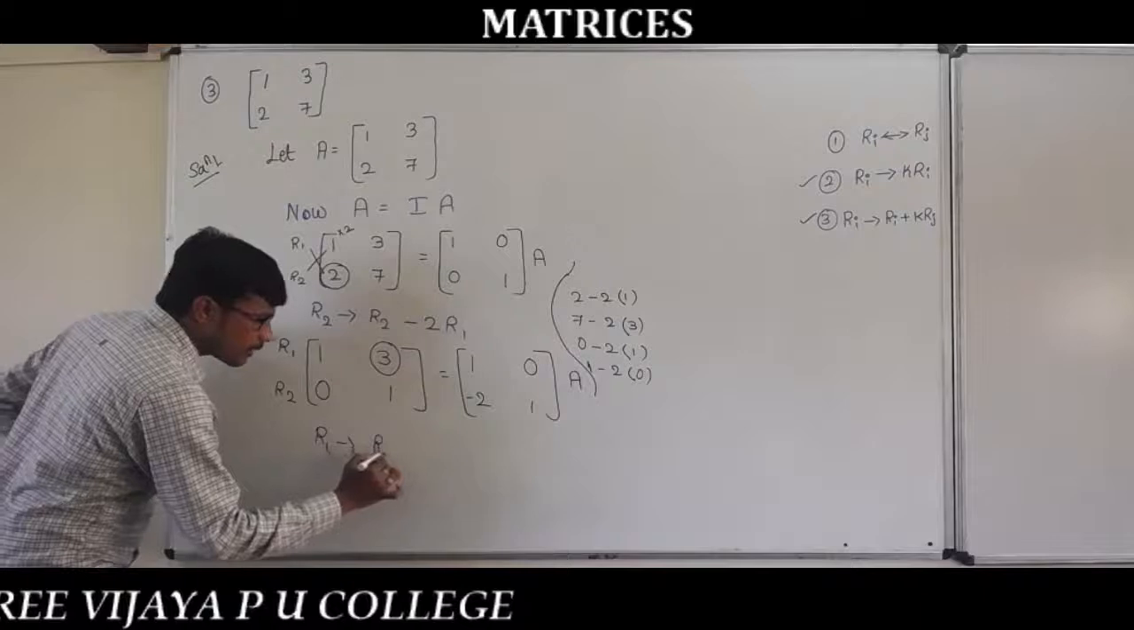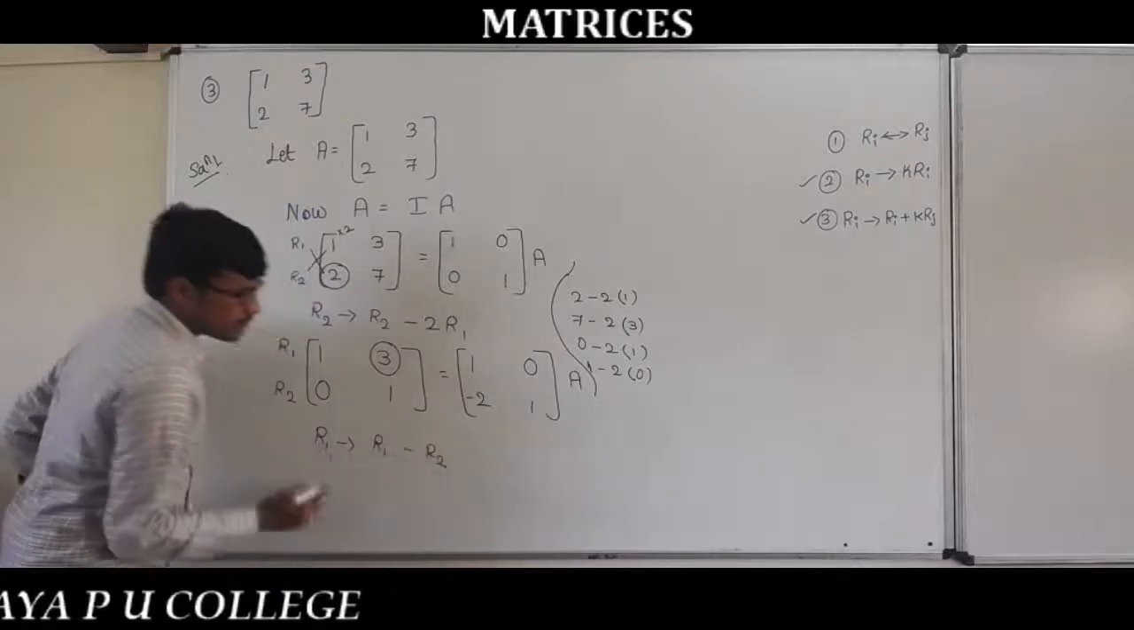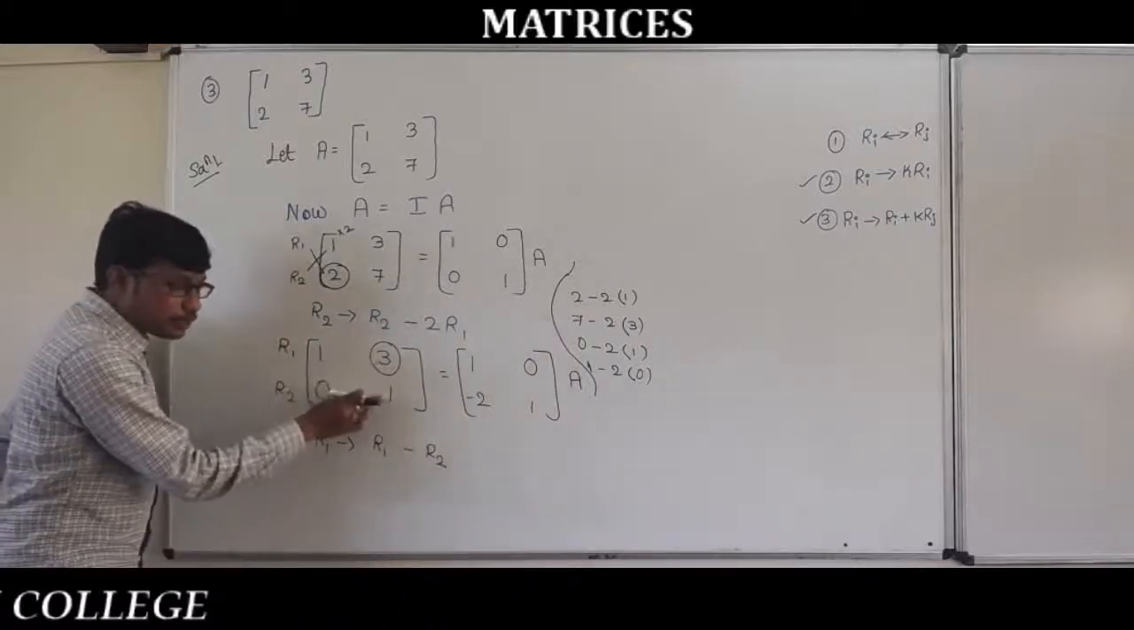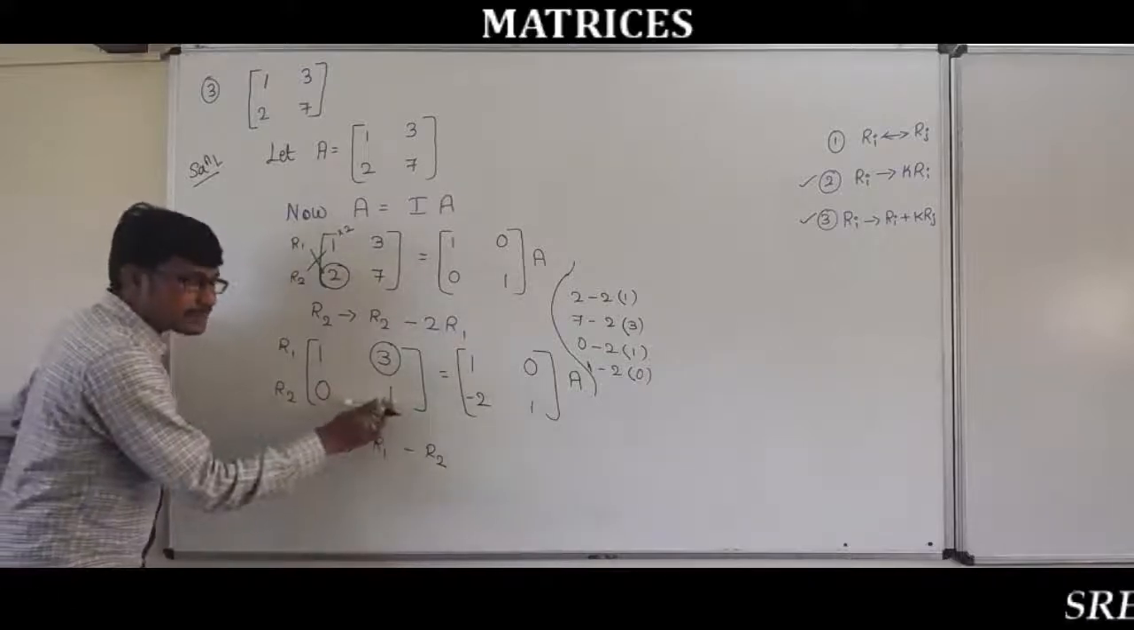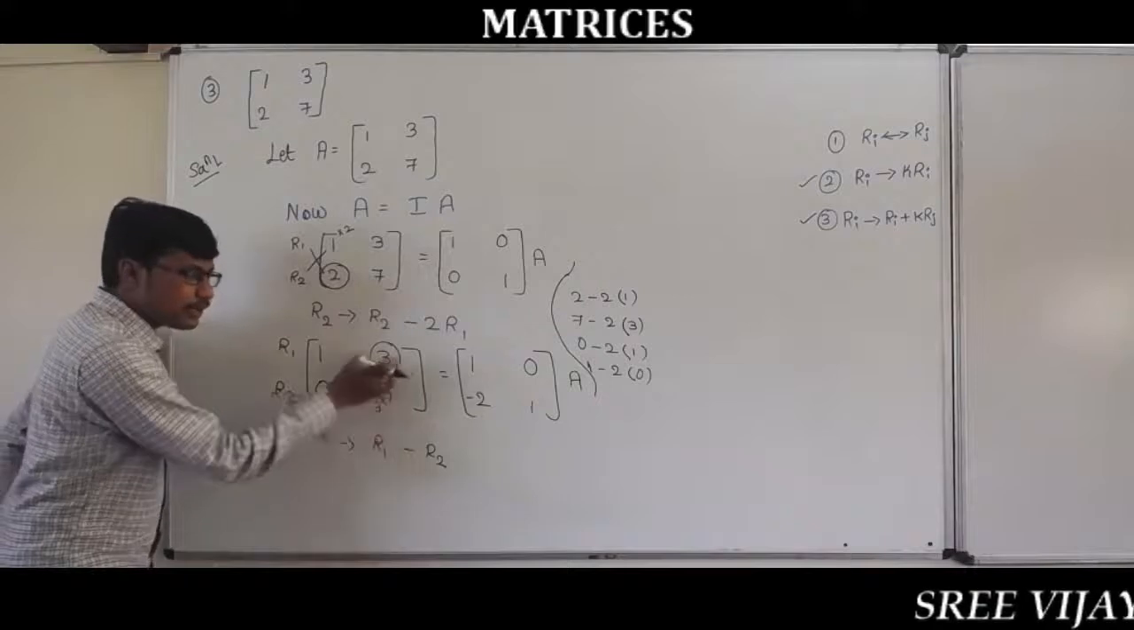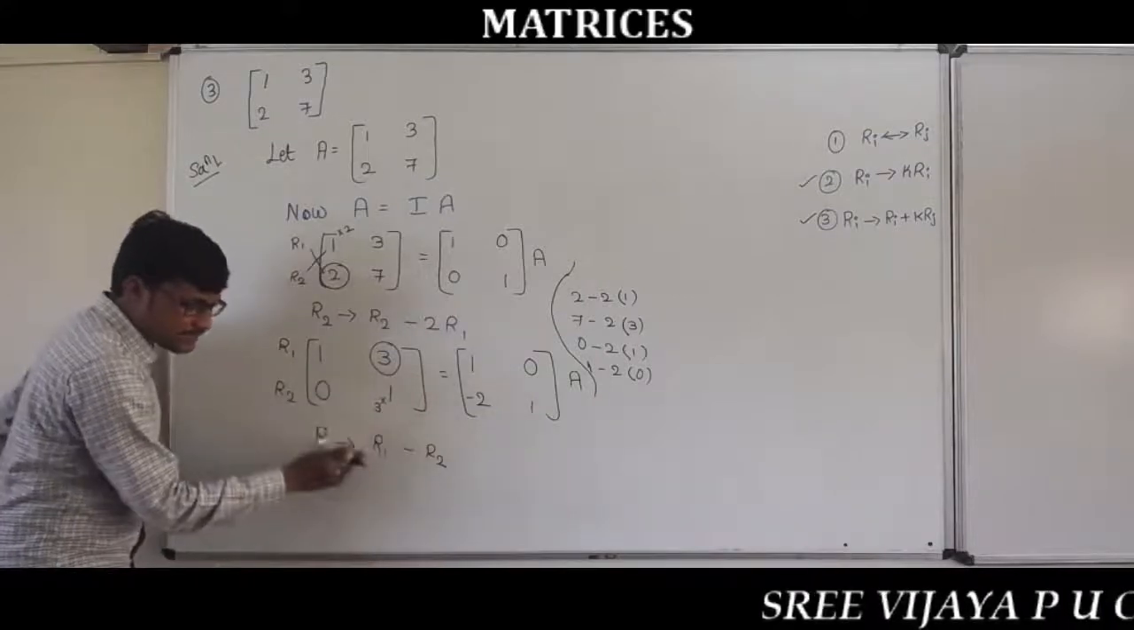Which rows can be subtracted? R1 and R2 can be subtracted. R1 is 3, to make this a 3 you can just multiply by 3. So this is multiplied by 3. 3 into 1 is 3, and if you subtract, you get 0. So it is as it is, minus.